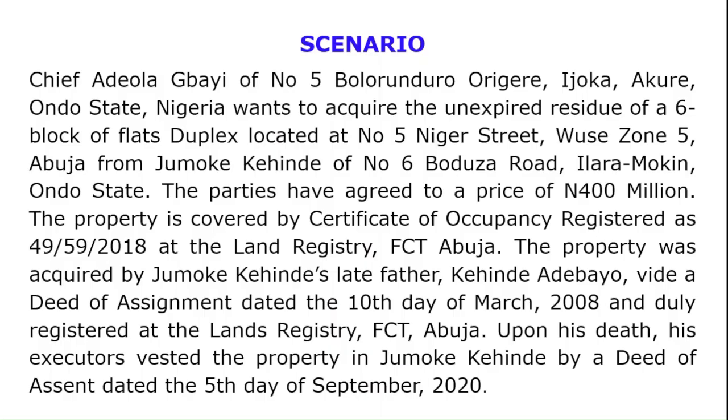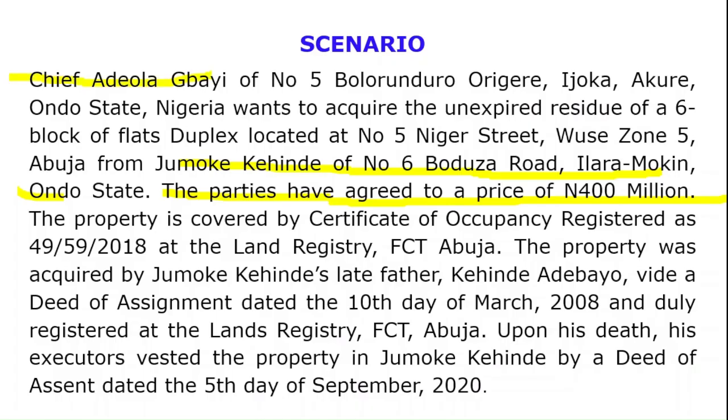So we know that Chief Adeola Gbayi of number 5 Bolorunduro, Onirege, Ijoka, Akure wants to acquire the unexpired residue of a 6-block of flats duplex located at number 5 Niger Street, Wuse, and is going to purchase this land from Jumoke Kende of number 6 Bulldozer, Ilara Moki. The parties have agreed to a price of 400 million. So it is settled that what is taking place now is that Jumoke Kende is willing to convey a title and interest in land to who now? To Chief Adeola Gbayi.